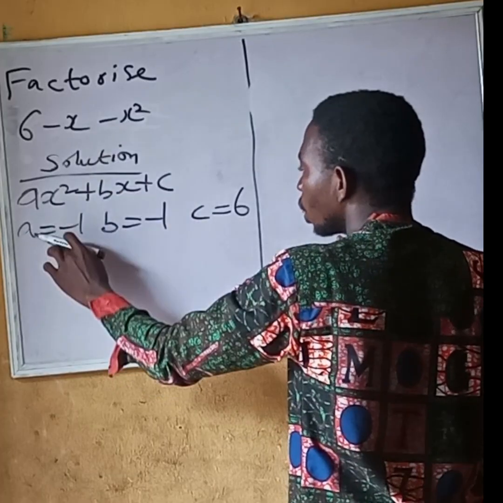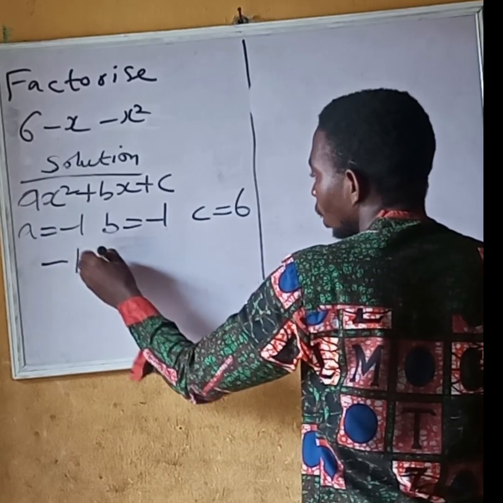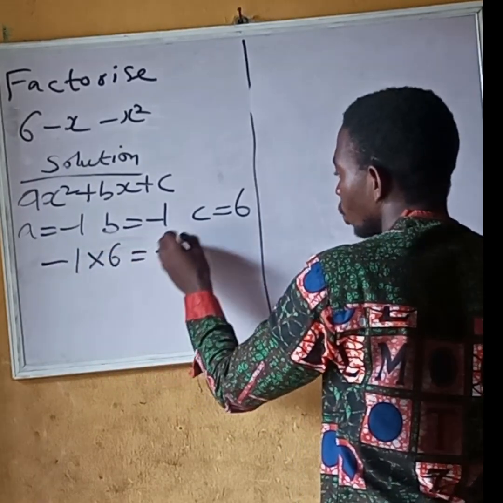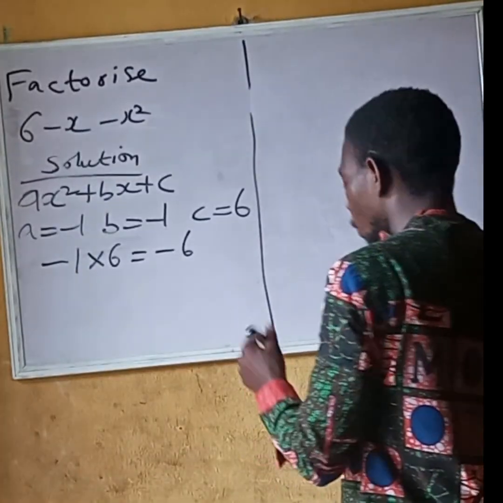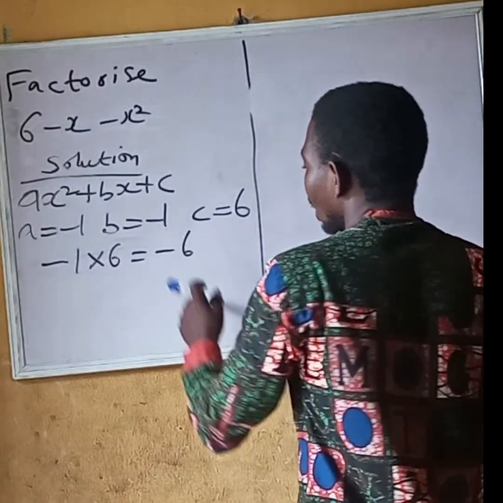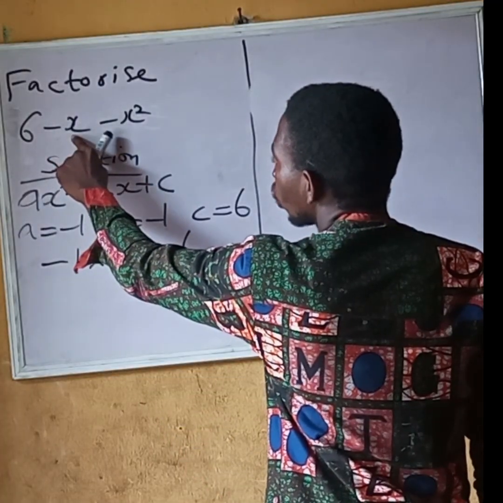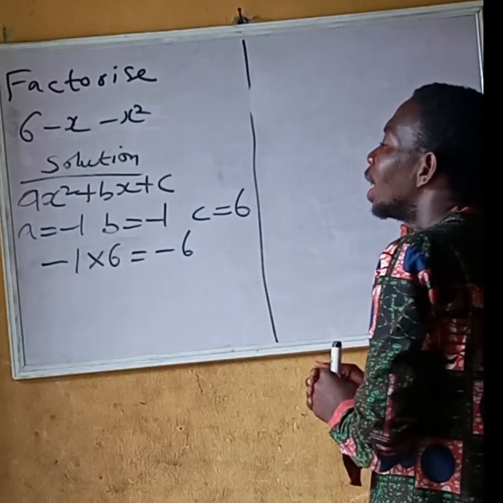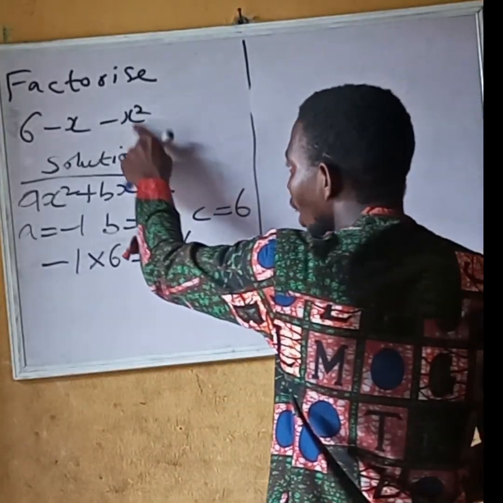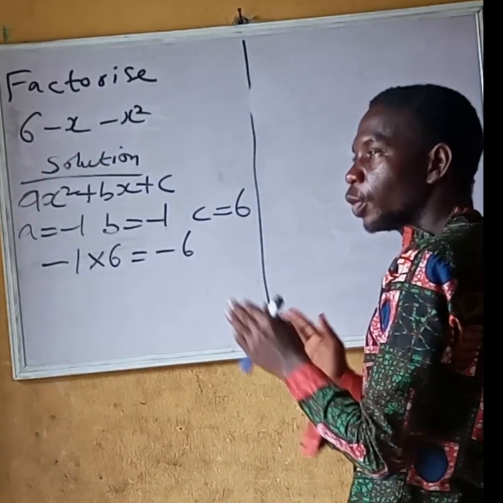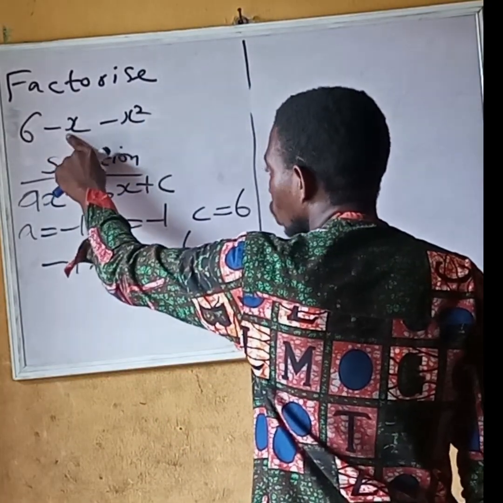Now, for us to be able to do this, we use the coefficient of s squared, which is a, to multiply the constant: minus 1 times 6 equals minus 6. So we look for two numbers that will multiply to give us minus 6, and if we add them, it will give us minus 1, which is the coefficient of s. That is, two numbers that multiply to give the product of the coefficient of s squared and the constant, and add to give the coefficient of s, which is minus 1.